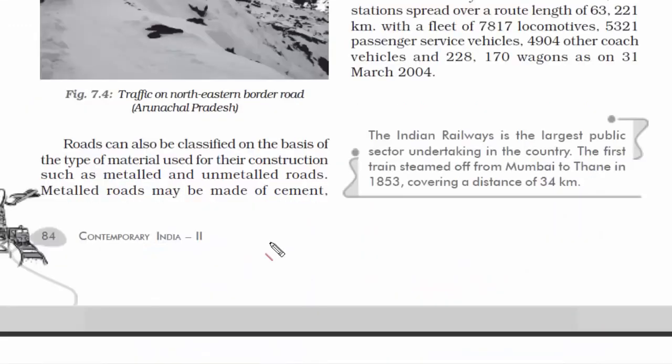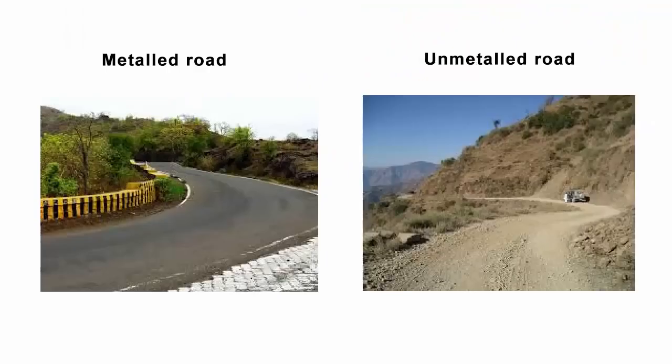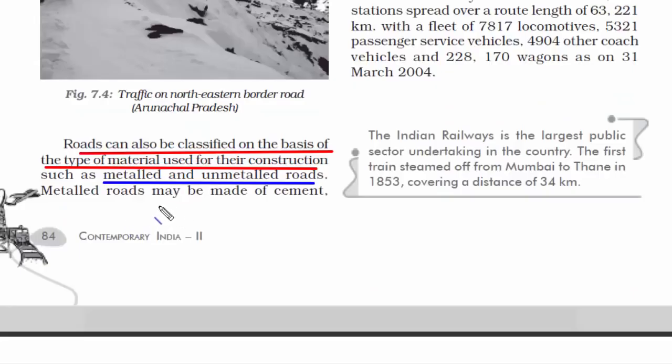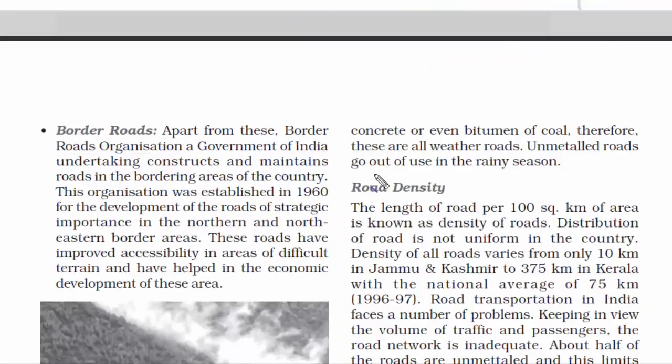Now that we have read about the classification of roads done in India, you must also know that roads can also be classified on the basis of the type of material that is used for their construction. And that is when we go on to say whether a road is a metalled or an unmetalled road. A metalled road is made up of cement, concrete, which lasts in every season. It doesn't wash away. And there is another material apart from concrete which is used to make these metalled roads, and that is bitumen of coal.